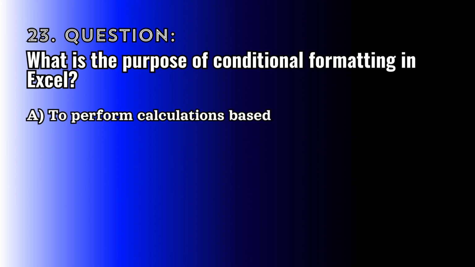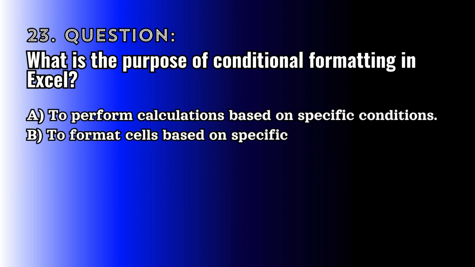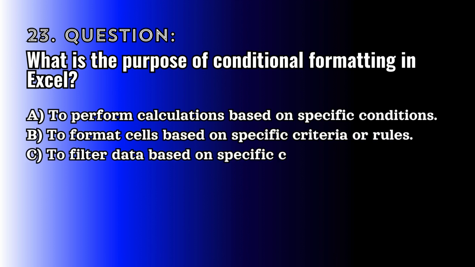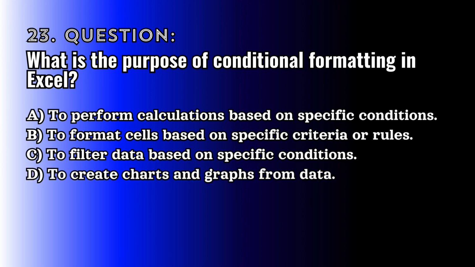Option A. To perform calculations based on specific conditions. Option B. To format cells based on specific criteria or rules. Option C. To filter data based on specific conditions. And option D. To create charts and graphs from data.